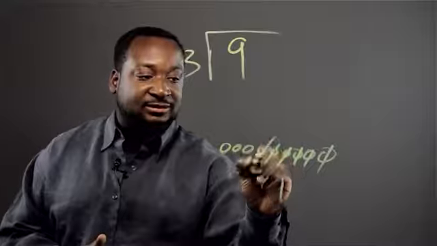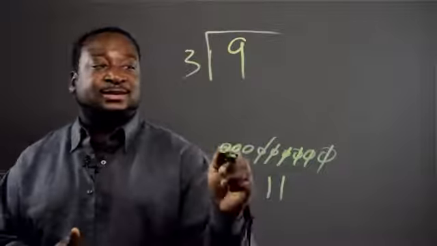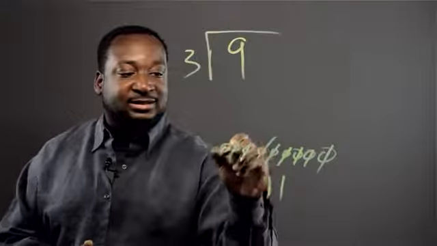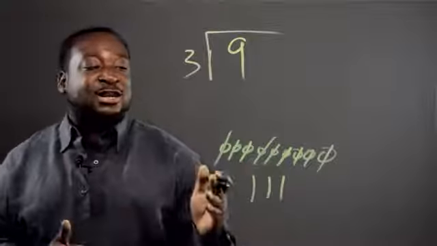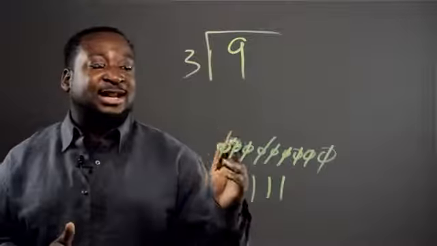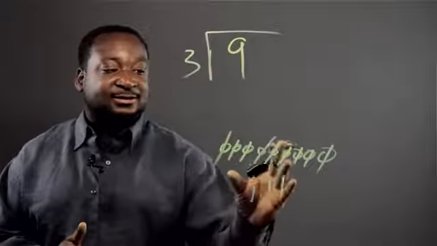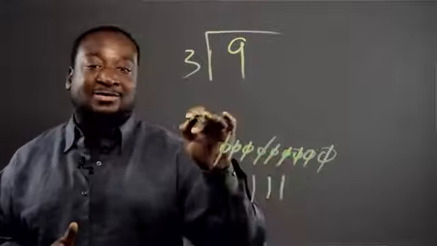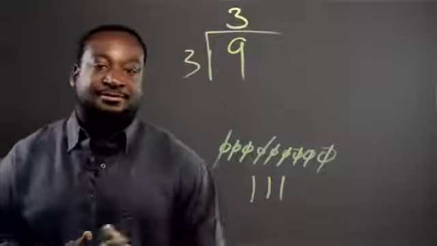1, 2, 3. We've done that another time. Now I'm going to take away 3 again. 1, 2, 3. Okay, boom. So we were able to take away 3 from 9 3 times. So that's our answer. 9 divided by 3 is equivalent to 3.